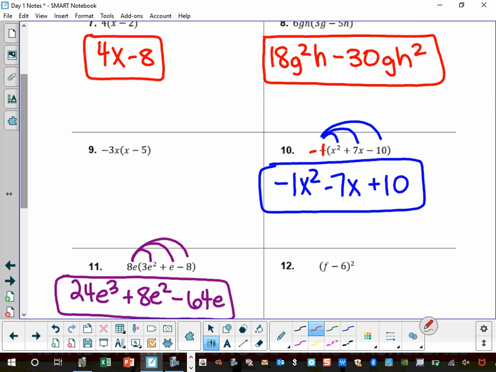Number 9. What do we do for this one? Negative 3x times x gave me what? Negative what? 3x squared. And then negative 3 times negative 5? Positive 15. What's our variable? X.